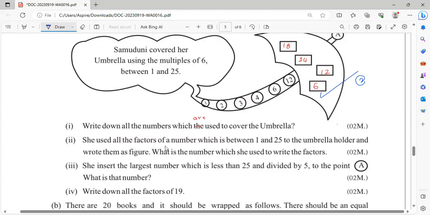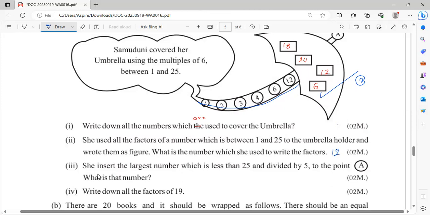She used all the factors of a number which is between 1 and 25 on the umbrella holder and wrote them as figures. What is the number whose factors she wrote? They wrote all the factors of one number on the umbrella holder, and they ask what that number is. Can you identify that these numbers belong to the factors of 12? Yes, what is that number? It is 12.